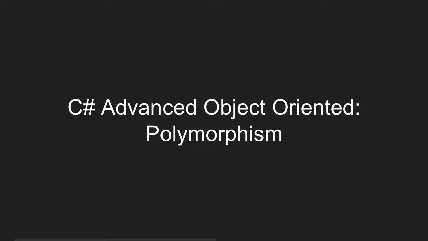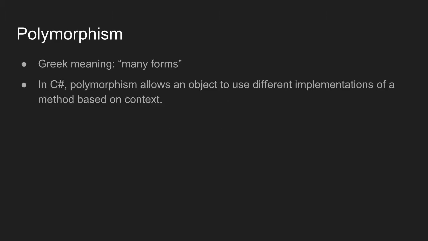In this video, we are going to try to talk about polymorphism. Polymorphism in Greek means many forms, and in C#, what polymorphism means is that an object can use different implementations of a method based on context. This is kind of a hard concept to grasp, so I think the best way to show it is through an example.